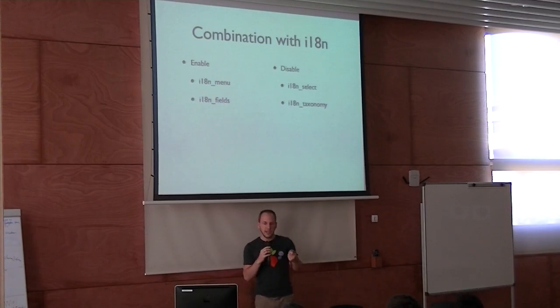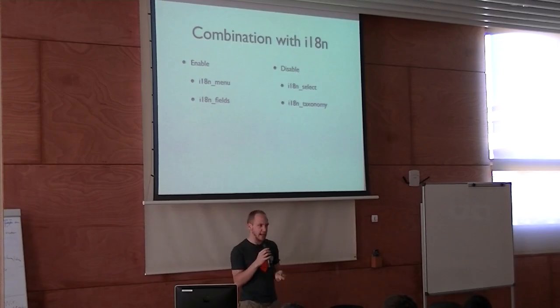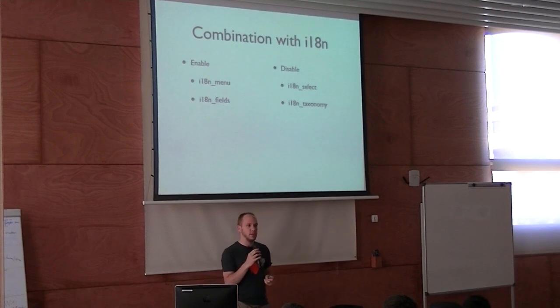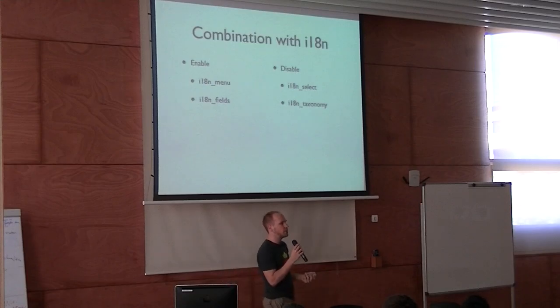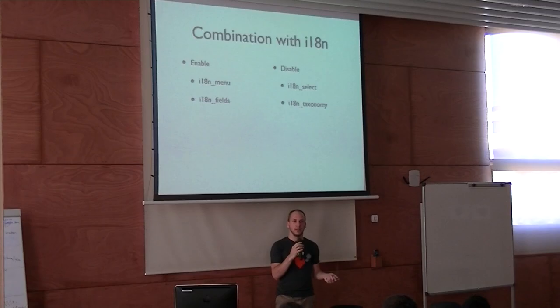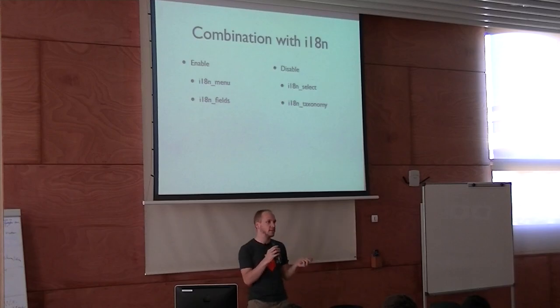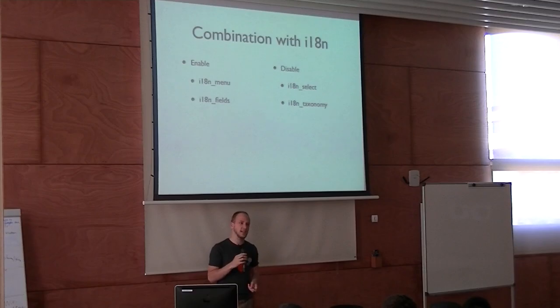There's a couple modules from I18N that you should explicitly not use with entity translation. One of them is I18N select, which filters the content that's available to make sure that only the content in your language is displayed, but it makes some assumptions about how the content is stored that conflicts with entity translation, and so it's going to hide content that you don't want to be hidden. So make sure that you don't use I18N select with entity translation.